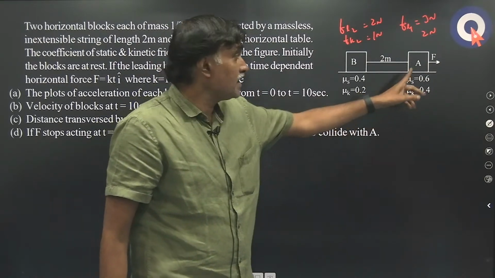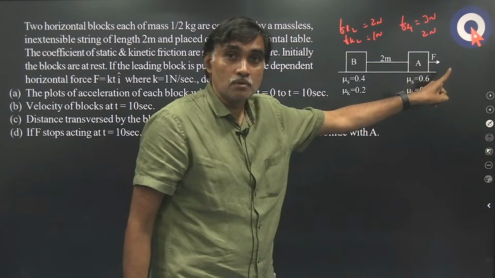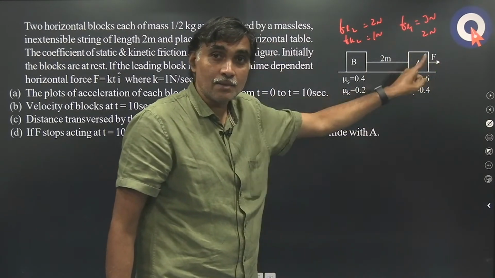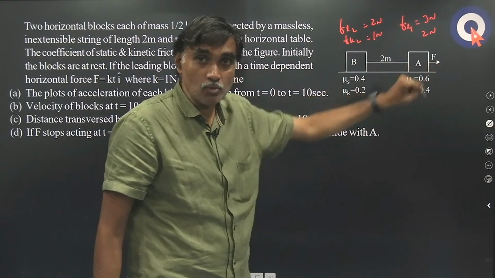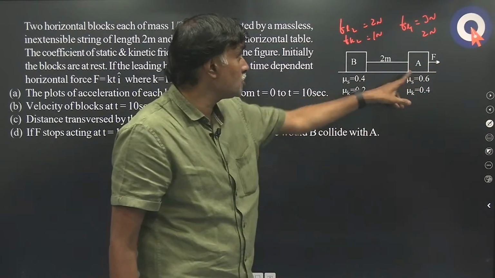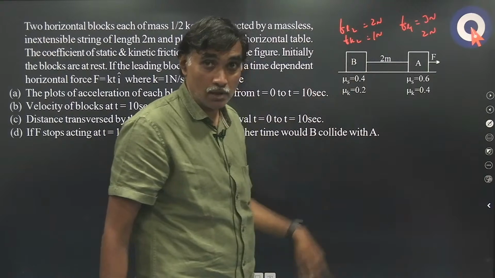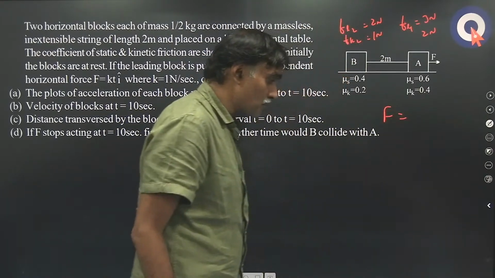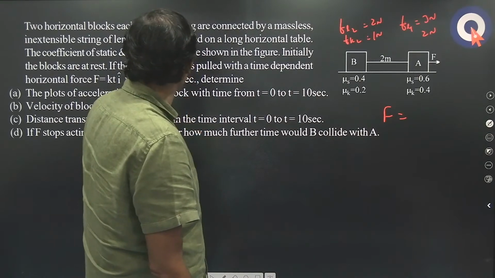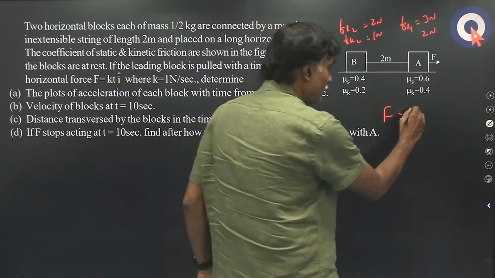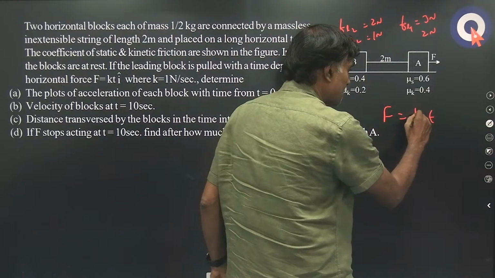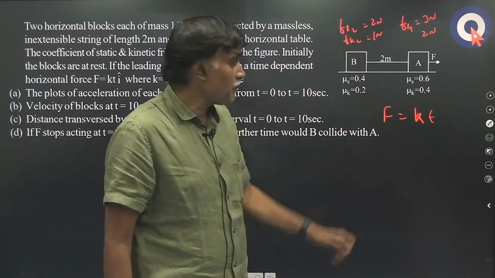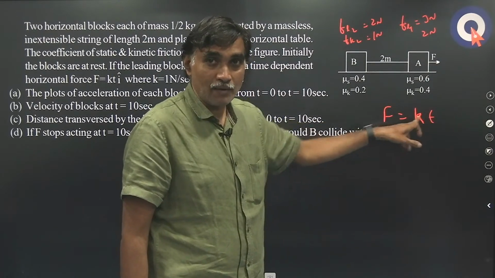Now, these two blocks will move only when this force is greater than the sum of the two limiting frictions, otherwise it won't move. What is the sum of the two limiting frictions? 5 Newton. And what is the applied force? The applied force is not constant, it is varying with time. So F is equal to kt, the applied force in the horizontal direction, where k is 1 SI unit. So F is directly proportional to time, F is equal to kt.